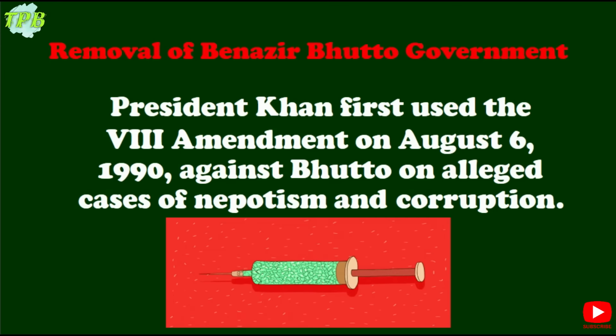The removal of Benazir Bhutto government. President Khan first used the 8th Amendment on August 6 in 1990 against Bhutto on alleged cases of nepotism and corruption. These cases lasted for a very long time in the following years.